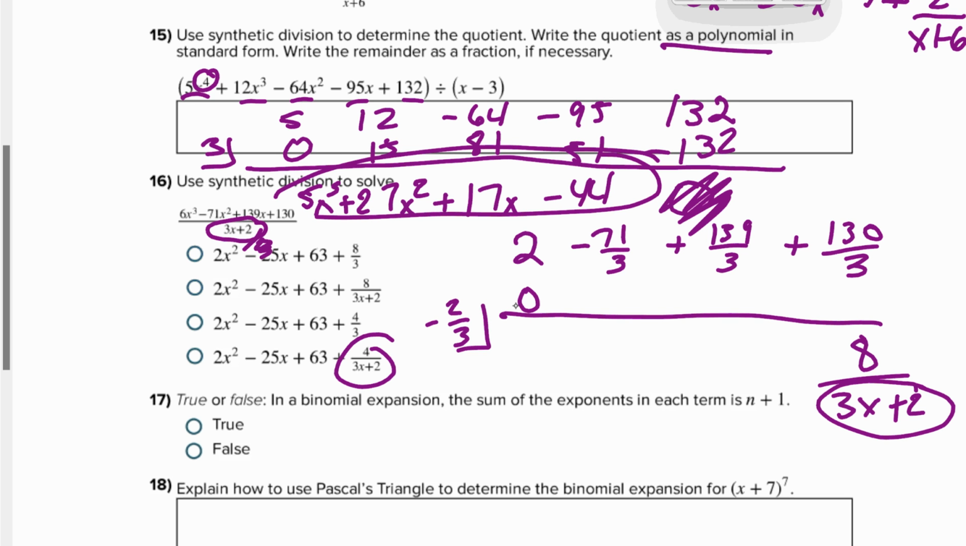Okay, so this becomes 2. Multiply that. Ooh, we get negative 4/3. But if we subtract that, that'd be negative 75/3, which works out nice, right? Because that is negative 25. And negative 25 times 2/3 is a positive 50/3.